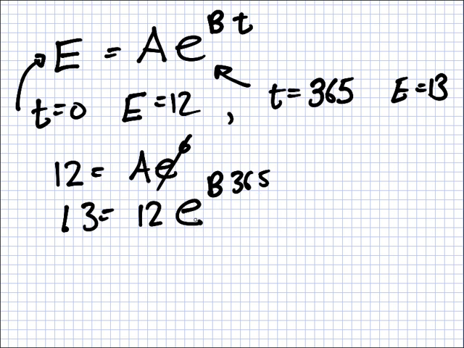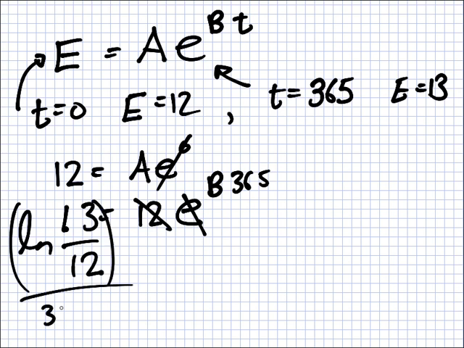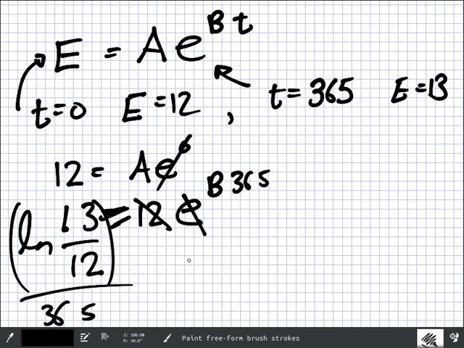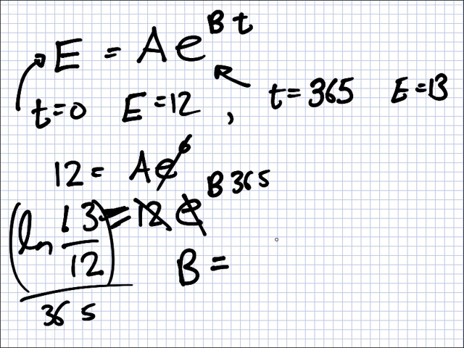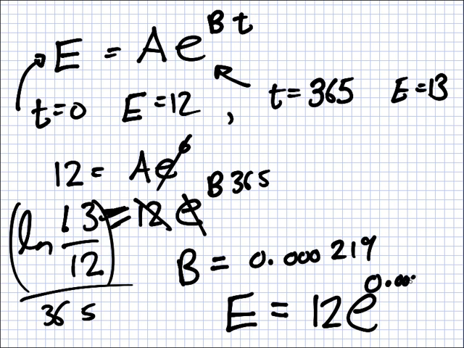Okay, what do I do next? Divide by 12, next. Ln, next. So after all that, I now have the B. What's the B? It is, I believe, quite small, 0.000219. So this is what we have for part A. Energy is equal to 12 e to the 0.000219 t, with t in days. We'll do the B part now, when you're ready.